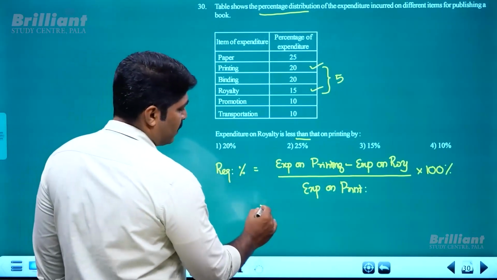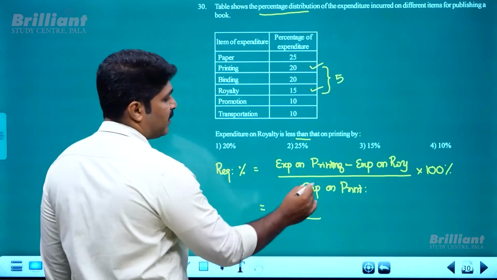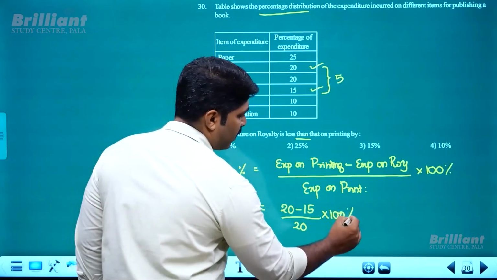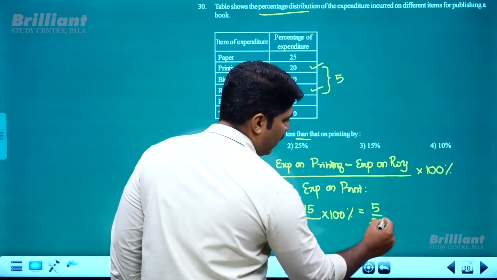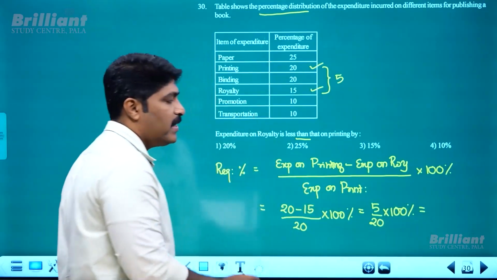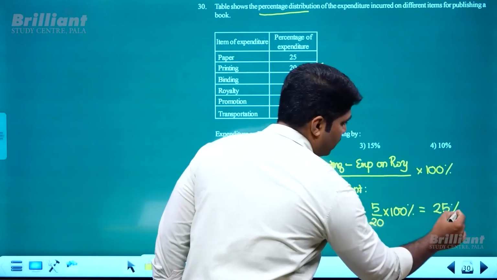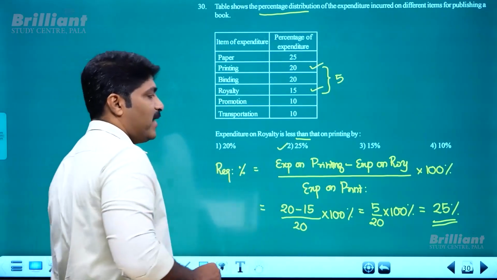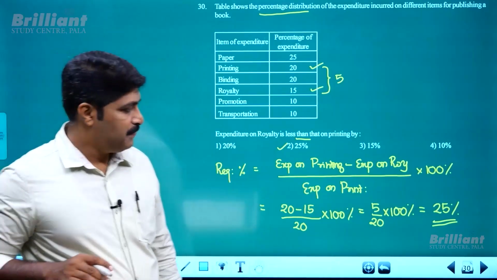So in this context, that is 20 minus 15 divided by expenditure on printing, which is 20, into 100%. So this is equal to 5 by 20 into 100%. So what is 5 by 20? We know that 5 by 20 is 1 by 4. So 1 by 4 is 25%. So the answer is option 2, 25%. So it's a very simple percentage type approach.